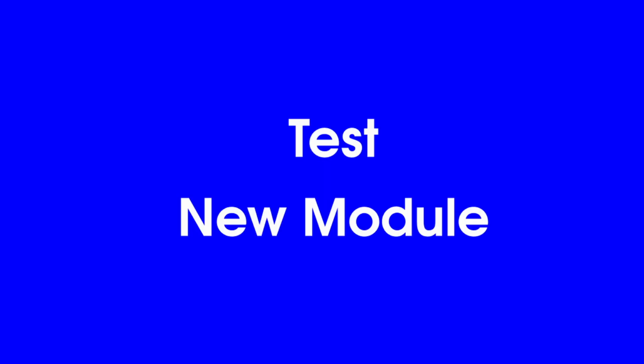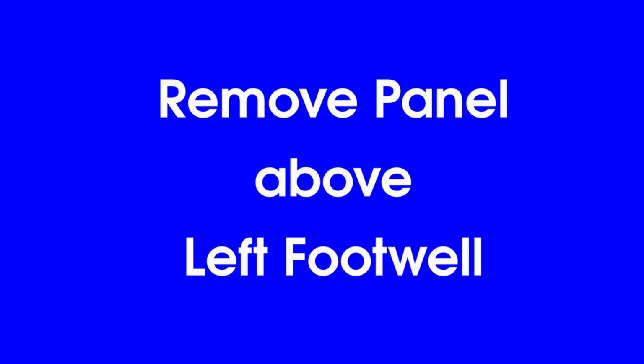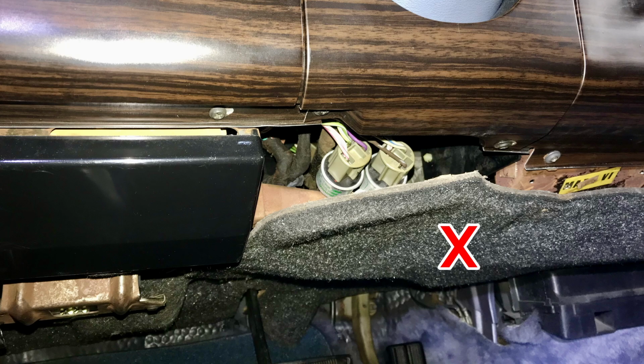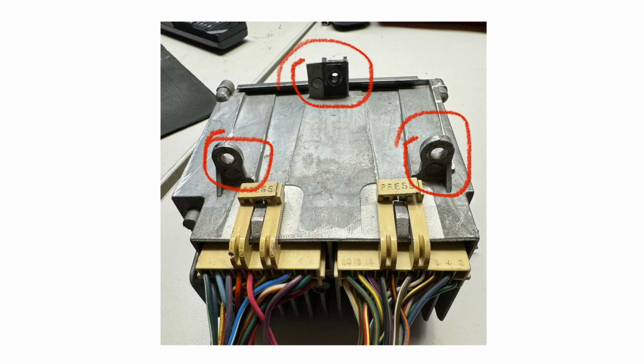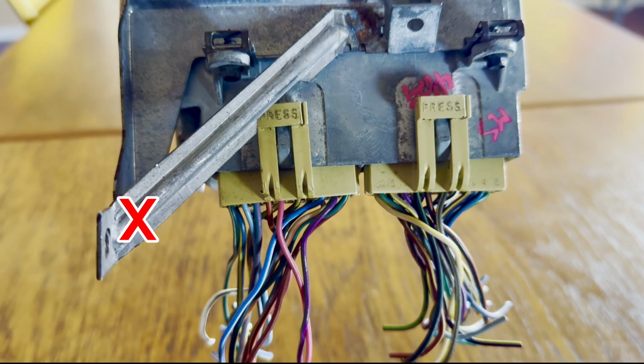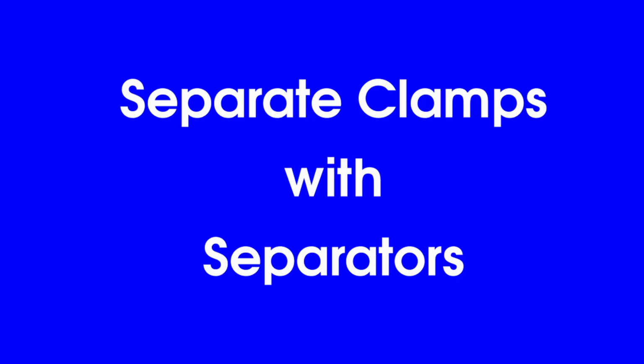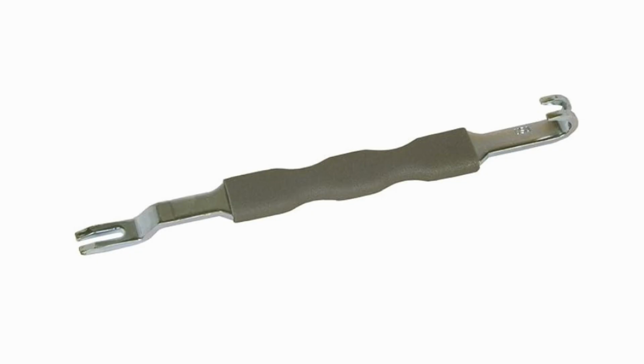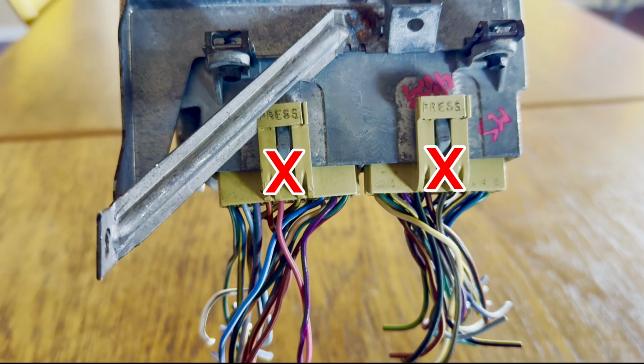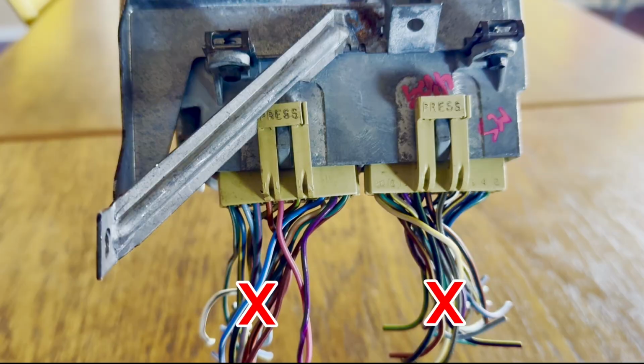Removal. If possible, test the message center control module on the salvaged car. Remove any upper sound deadening panel above the driver's side footwell. Unscrew the bolts securing the module to the bracket. The bracket is not needed for removal. Use electrical connector separators to carefully disconnect the wire harness clamps, or, if necessary, cut the wires.